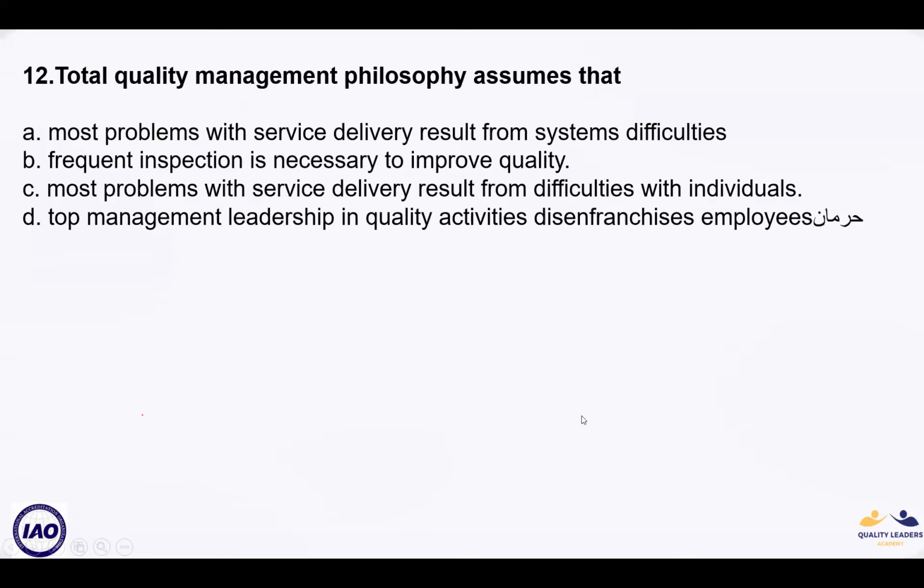Now, coming to question number 12, total quality management philosophy assumes that. So it's asking what does TQM assume about where quality problems come from? Most problems, here they're talking about. Option A, most problems with service delivery result from systems difficulty. Option B, frequent inspection is necessary to improve quality. Option C, most problems with service delivery result from difficulties with individuals. And option D, top management leadership in quality activities disenfranchises employees.